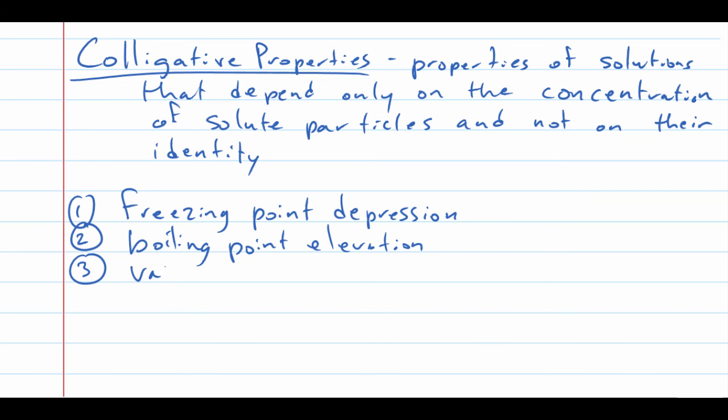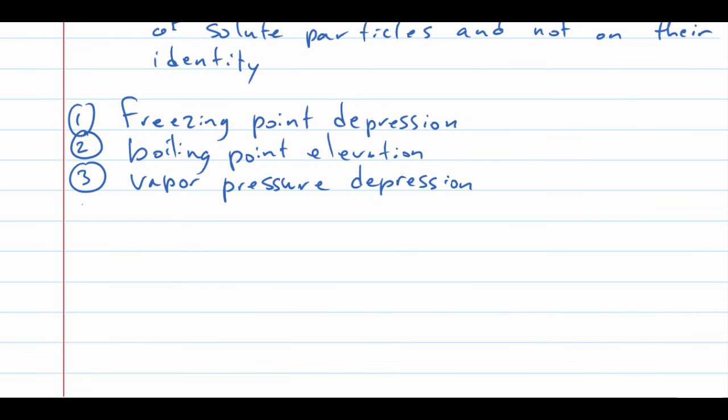Another property is vapor pressure depression. We're not going to talk about this one at all, but I just want to list it because it is one of the four. And then the last one we're going to look at is osmotic pressure elevation. I'm going to relate it now to the extra credit lab that those of you have done.